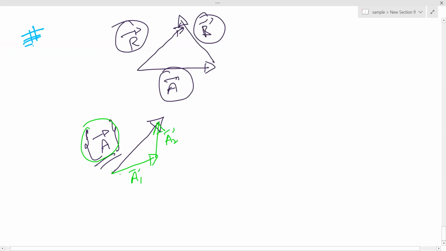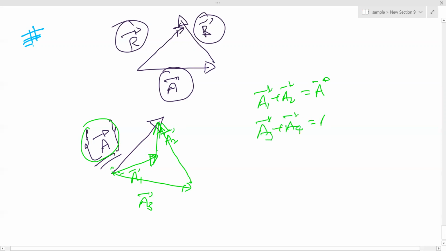A1 vector, tail to head, and again tail on head, A2 vector, and the resultant will have the first vector's tail to the second vector's head. Can I write this as A1 vector plus A2 vector is equal to A vector or not? Now carefully observe. There is an A3 vector and an A4 vector. If you add A3 plus A4 vector also, you get the A vector only.